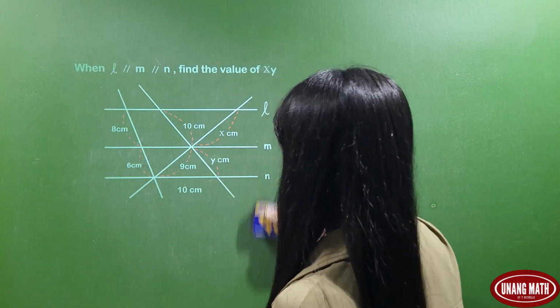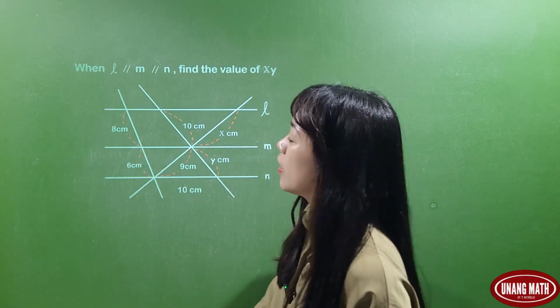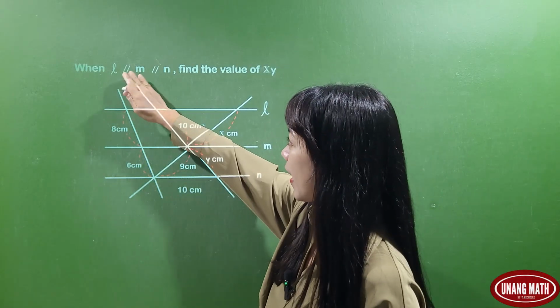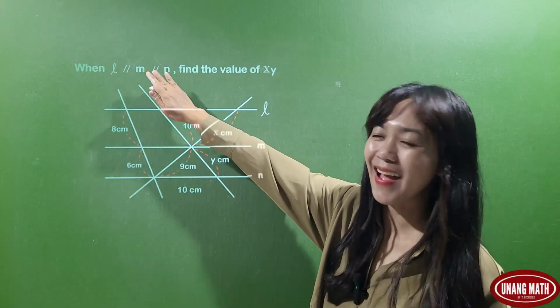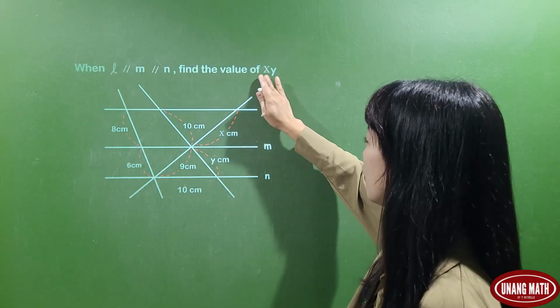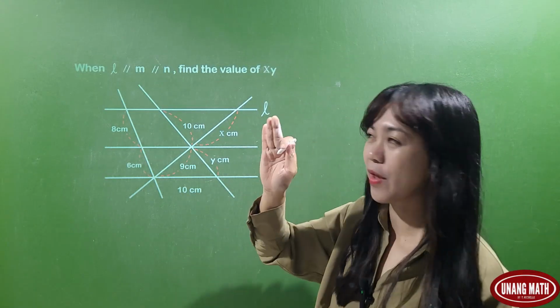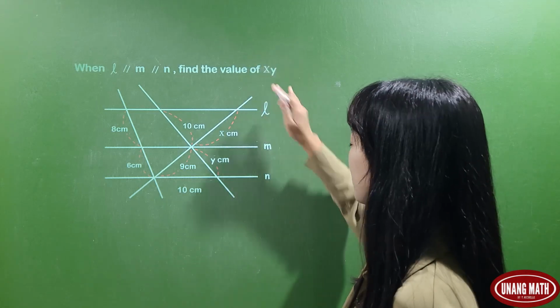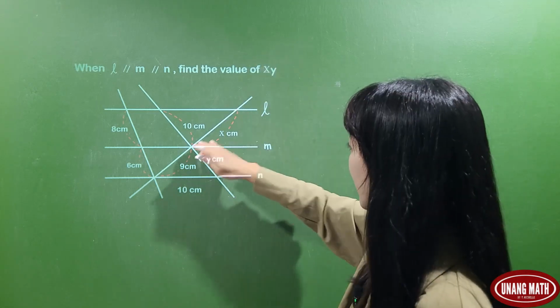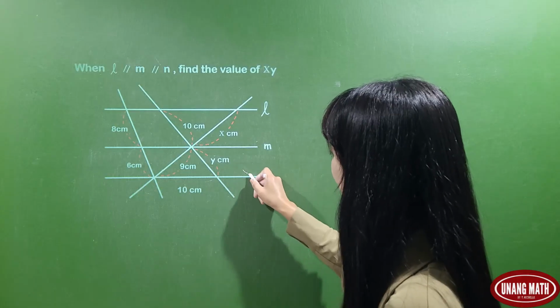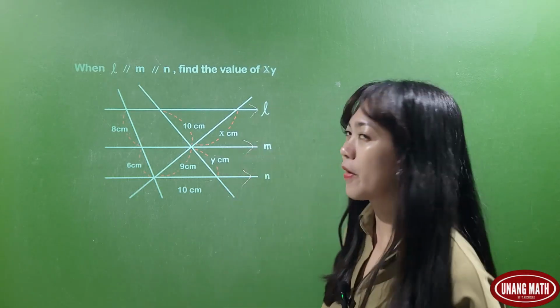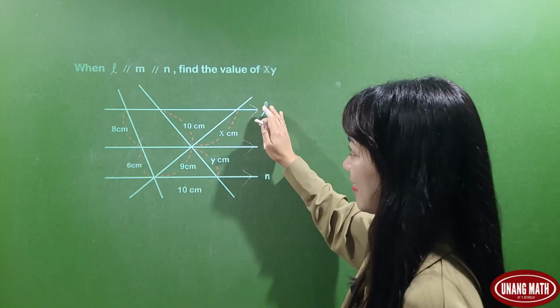Okay, now, let's answer the following questions. Our first problem is, when line L, M, and N are parallel lines, we will find the value of X times Y, or the product of X and Y. So line L, line M, and line N, these are parallel lines.